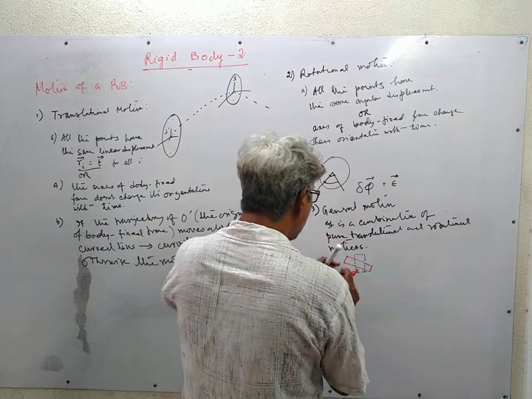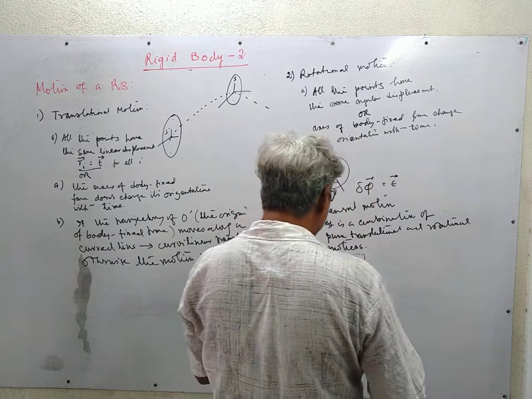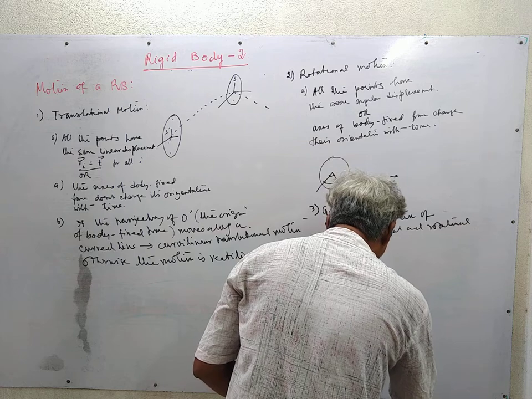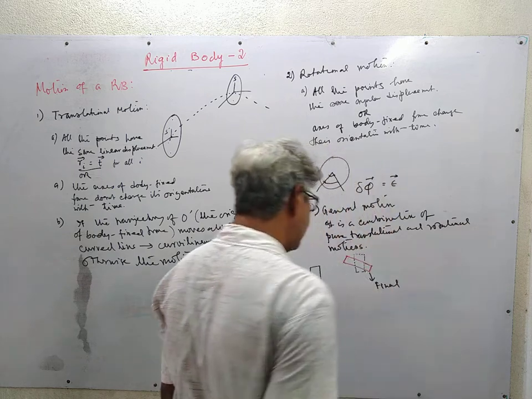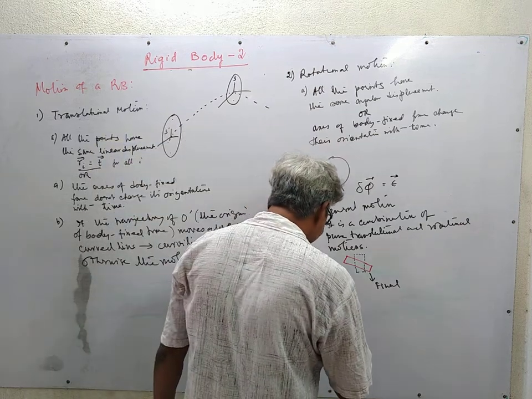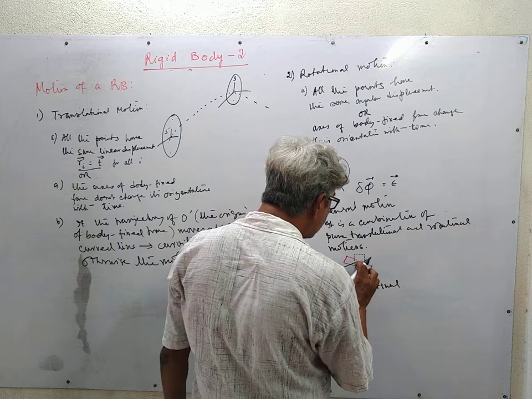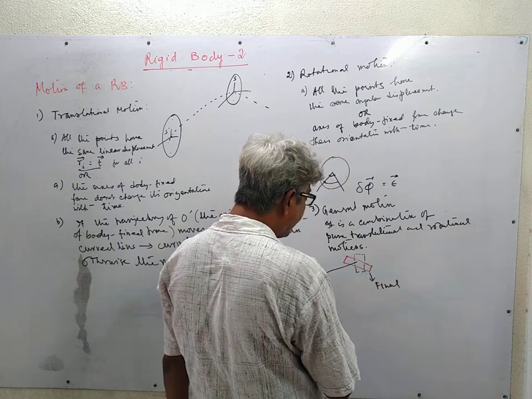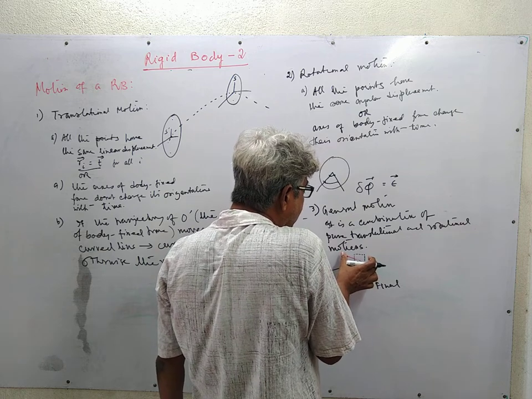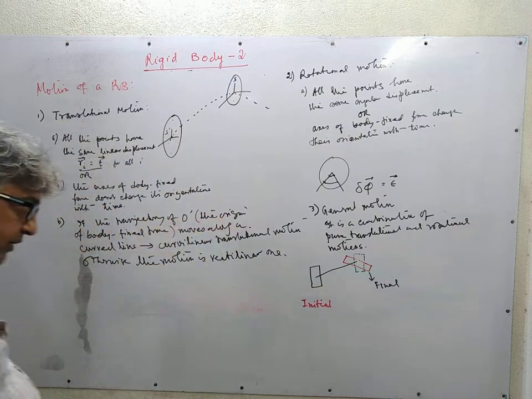So this is the final position of the rigid body. The red colored one is the final configuration of the rigid body. So what do we see? This is the translation which takes the body from here to there, and then we perform a rotation of the axis so that we obtain the final configuration of the body.